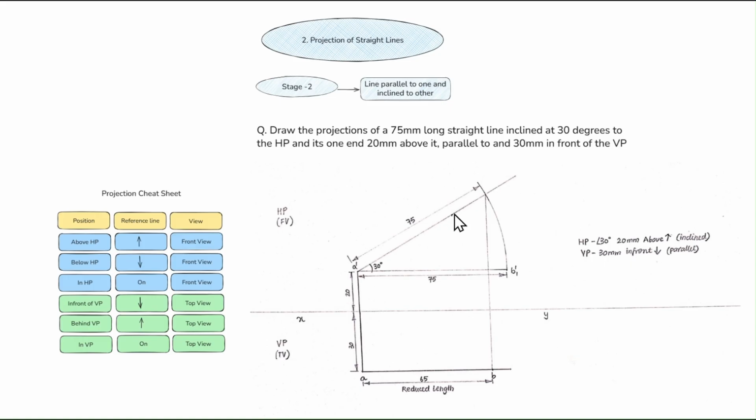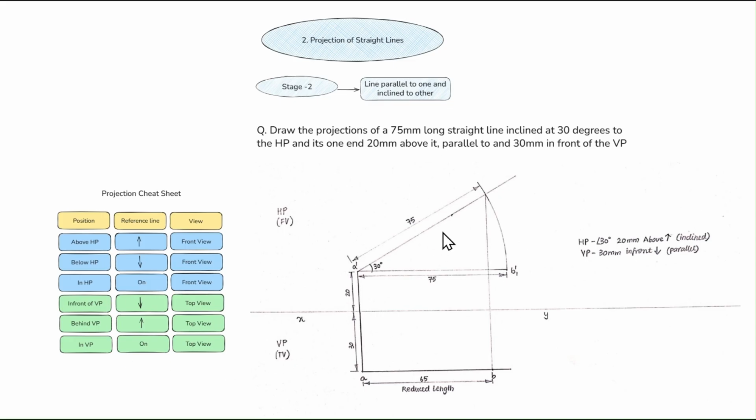So how do you begin? That is the major question. They have also given the length of that line, 75 mm. In these kinds of questions where there is a parallel and an inclination, there will be a reduced length. If one projection has an inclination, the other will have the reduced length. Here we have an HP inclination of 30 degrees, so VP will have the reduced length. This part is VP, this part is HP. HP means front view, VP means top view, as we know.